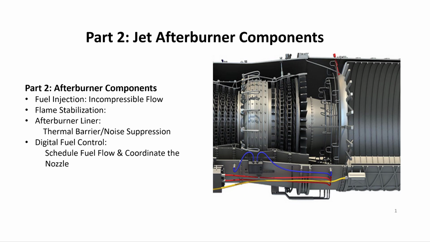What I want to talk about is the fuel injection system and flame stabilization. Finally, the afterburner liner. It becomes a thermal barrier, and it's also good for noise suppression. And finally, we'll say a few words about the digital fuel control and how it's used to schedule the fuel flow in coordination with the nozzle movement.